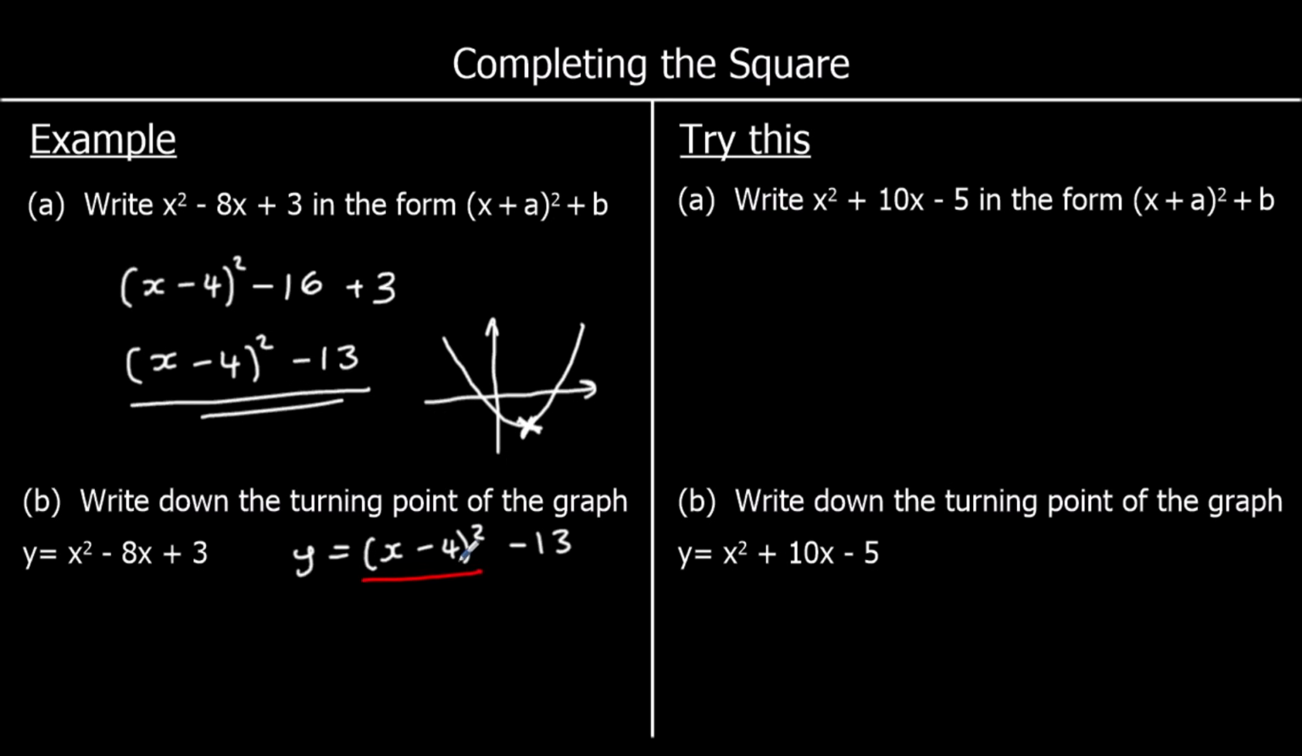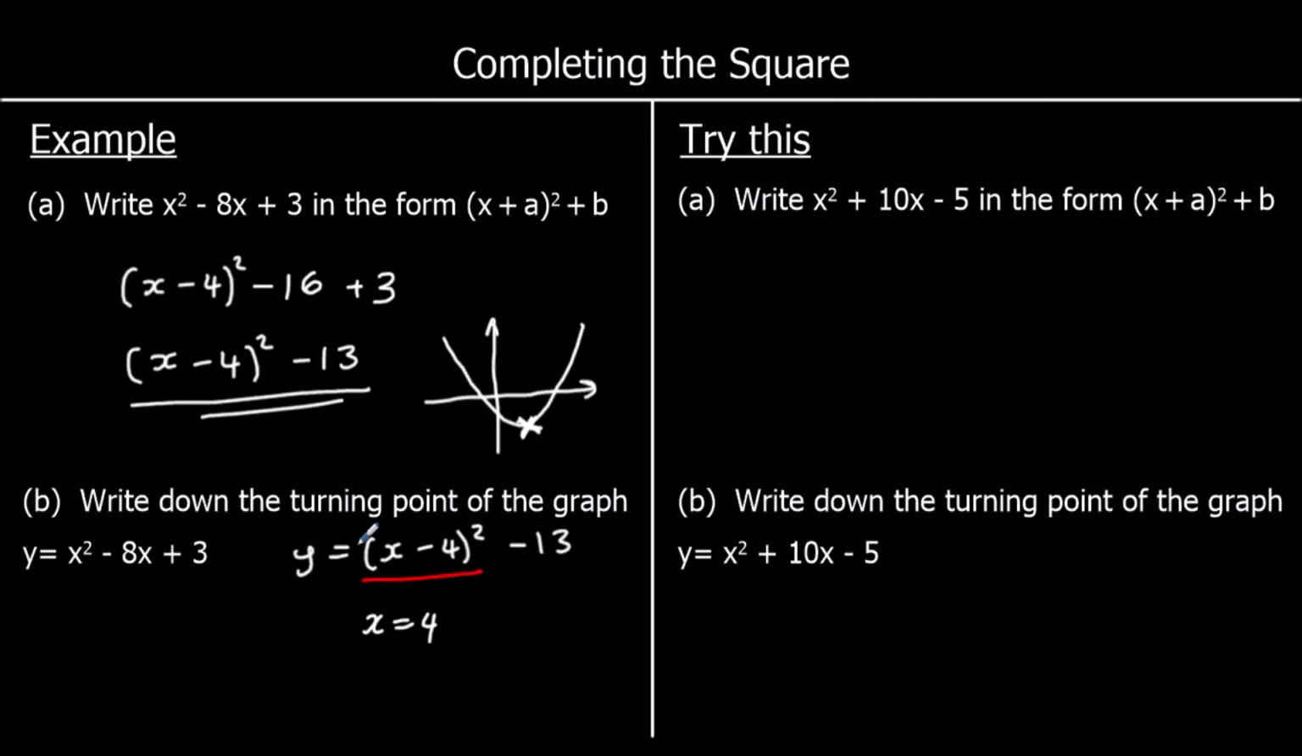So x minus 4 squared. The smallest thing it can possibly be is 0 because we're squaring it. So if you square a negative, you get a positive. So the smallest thing it can possibly be is 0. So what does x have to be to make it 0? That's 4. So x is equal to 4.